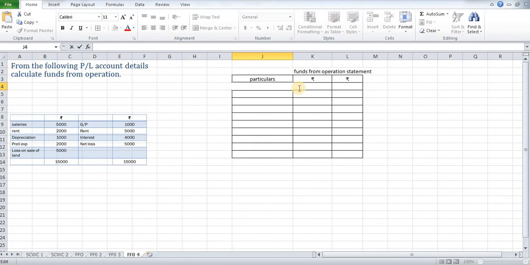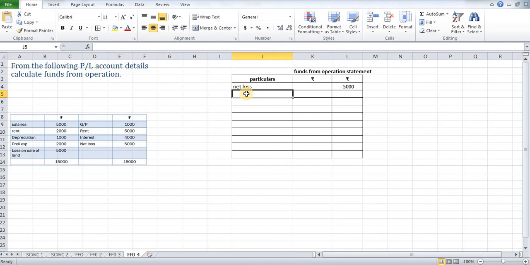The first item that we record in the funds from operation statement is net profit. But here the company is having a net loss. So we will mark it as net loss and the value will be written as negative, that is minus 5,000.